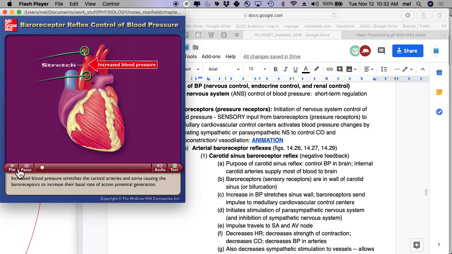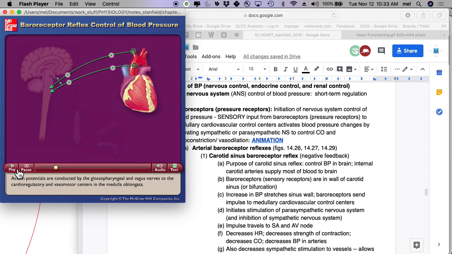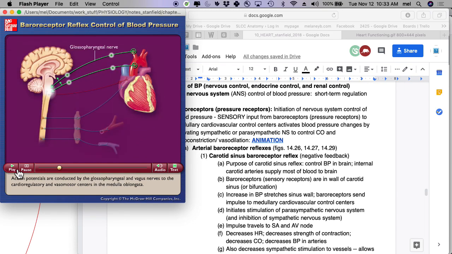Increased blood pressure stretches the carotid arteries and aorta, causing the baroreceptors to increase their basal rate of action potential generation. Let's just acknowledge for all of us anatomists that that is not the carotid sinus. No, that's the brachiocephalic artery, and it pisses me off. Okay. Action potentials are conducted by the glossopharyngeal and vagus nerves to the cardioregulatory and vasomotor centers in the medulla oblongata. None of that is particularly important. Sensory input to the medulla oblongata. The rest of it is just syllables.